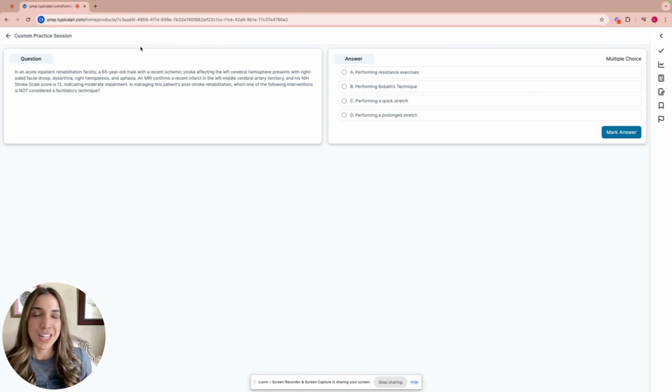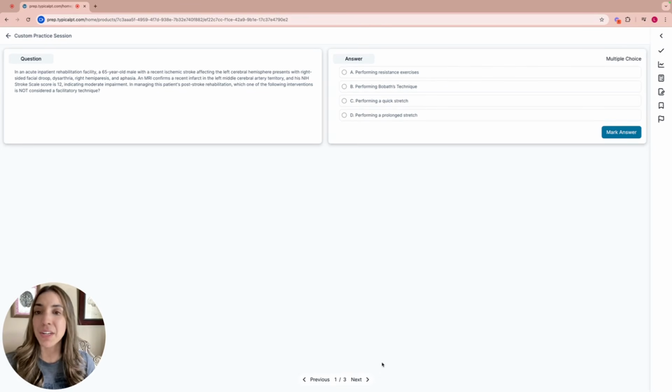So this is the first question that we're going to review today, and I'm going to read it to you. In an acute inpatient rehab facility, a 65-year-old female with a recent ischemic stroke affecting the left cerebral hemisphere presents with right-sided facial droop, dysarthria, right hemiparesis, and aphasia. An MRI confirms a recent infarct in the left middle cerebral artery territory, so left MCA, and his NIH stroke scale is 12, indicating a moderate impairment. In managing this patient's post-stroke rehab, which of the following interventions is not considered a facilitatory technique?